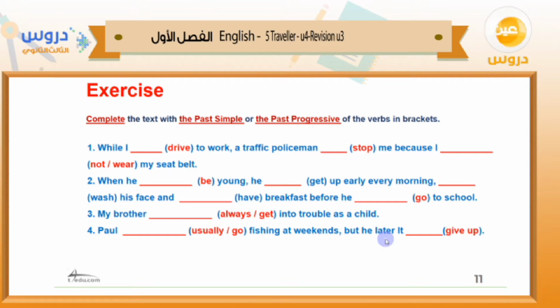All right, and another exercise. Complete the text with past simple or past progressive of the verbs in the brackets. So we have verbs, you can see it here in the red color. I'm going to read each sentence for you. While I drive to work, a traffic policeman stopped me and I not wear my seat belt. Number 2, when he be, and the verb is be, young, he get up early every morning, wash his face and have breakfast before he go to school. And the third sentence, my brother always get into trouble as a child. And the last sentence, Paul usually go fishing at weekends, but he later give up.